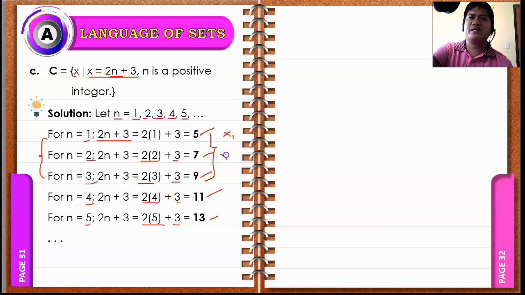So 7 will be your x sub 2. This 9 is our x sub 3. Then 11 is our x sub 4. Then 13 is our x sub 5.